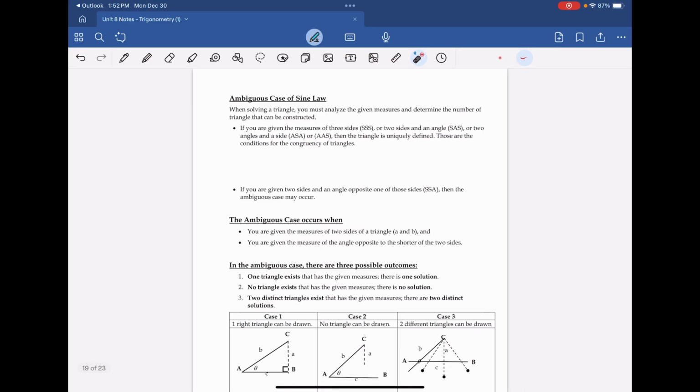Okay. Now, here's where we get to some more tricky material, and that deals with the ambiguous case of sine law. This occurs in a very specific situation, which we need to do a specific test for to determine how many possible solutions there are given a certain setup.